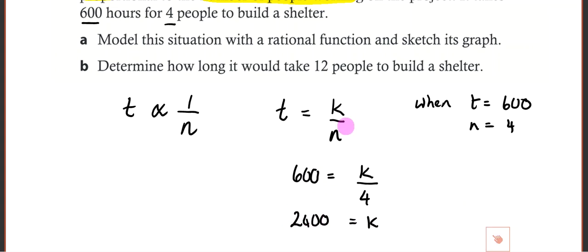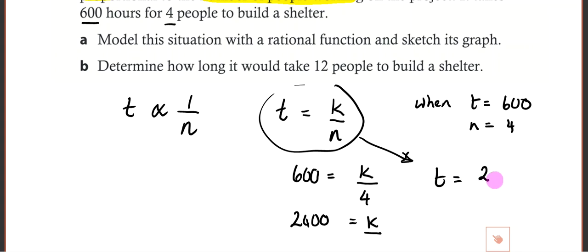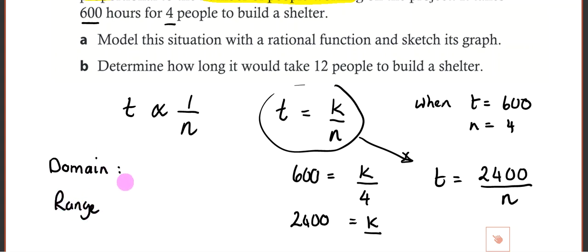So the model I have, we must go from that, include K, and we then end up with T equals 2,400 over N. Now, although it doesn't ask, what would the domain and range be?